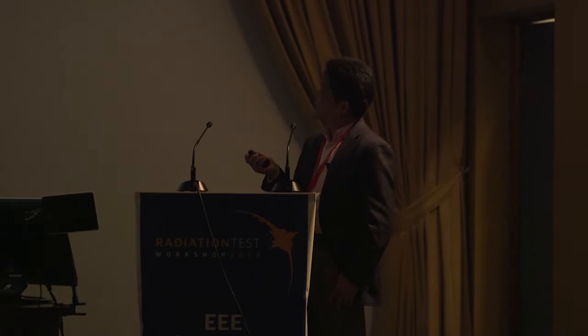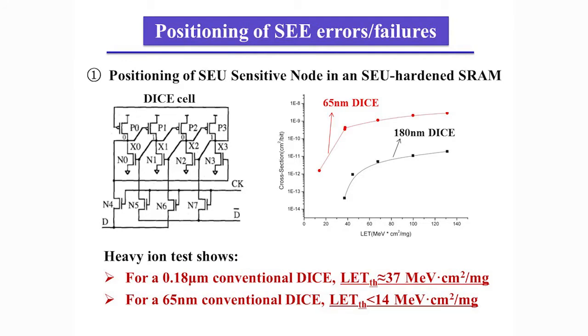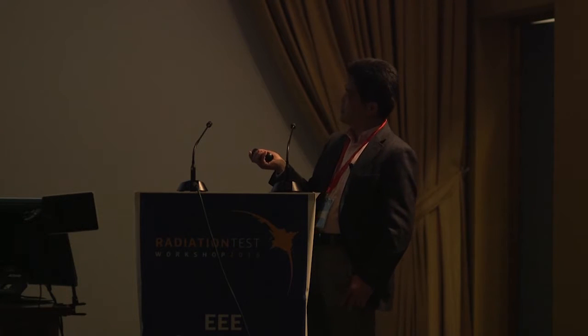One is the SEE sensitive node, how to position the sensitive node in the SEU hardening SRAM. Heavy ion test results for a 0.18 micron conventional device: the LET threshold is about 37 MeV. For a 65 nanometer conventional device, the LET is less than 14 MeV.